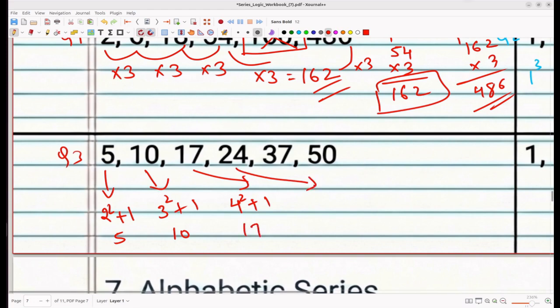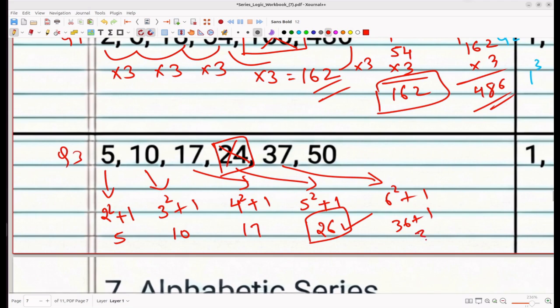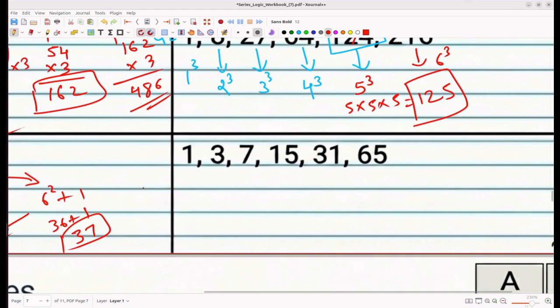Again 24 we will check. 5 square plus 1: 5 times 5 is 25, 25 plus 1 is 26. But what they have written here is 24, right? So this is the wrong one. We got 26 as the right one. Let's check the next value. 6 square plus 1, will it be 37? 6 times 6 is 36 plus 1 is 37, right? This is also correct, and the next number will also be correct. Likewise, we have one wrong number, that is 24. Instead of 24, we should have 26. Let's move on to question number 4, the last question in this series.